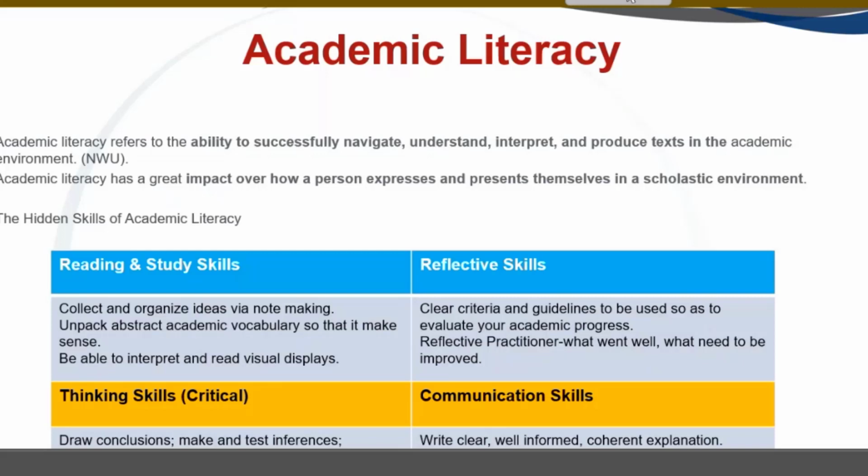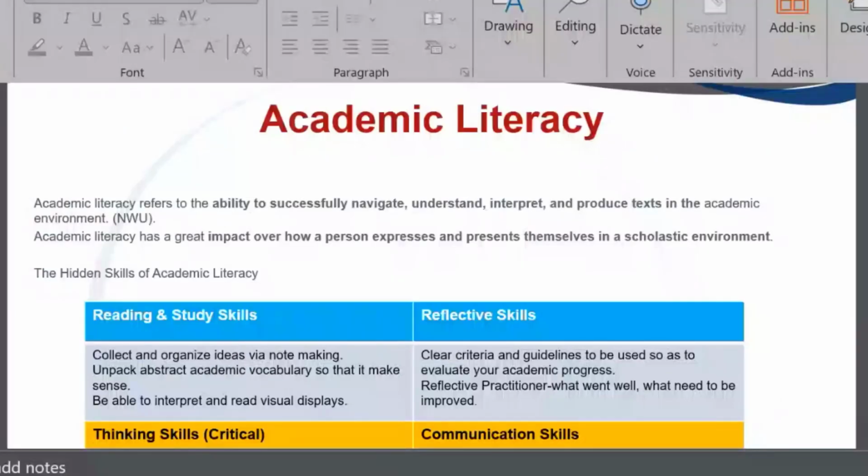You have lost it. But basically, academic literacy refers to the ability to successfully navigate, understand, interpret, and also produce text in the academic environment. In other words, you should be able to interpret, understand, and navigate a text so that when you are writing in this space, your writing becomes more understandable. Remember that when you talk about academic literacy and academic writing, you are not writing for yourself. You are writing for a certain audience.